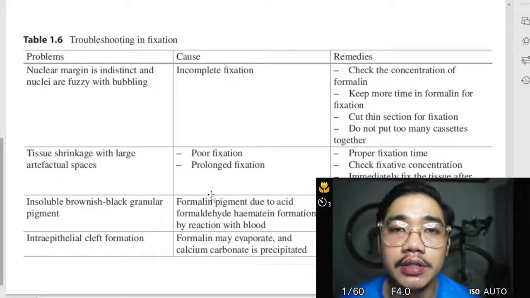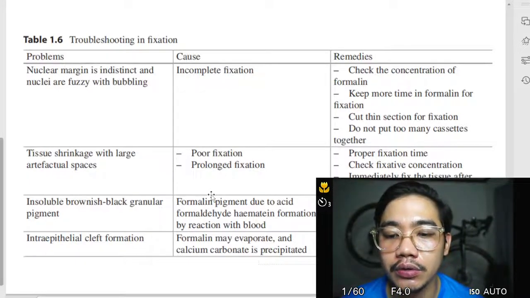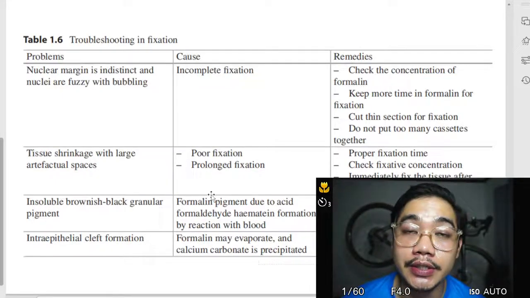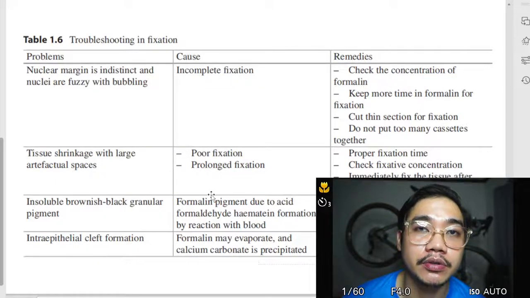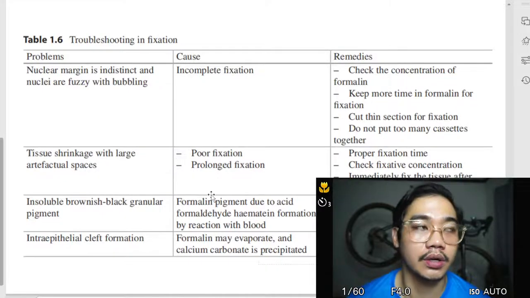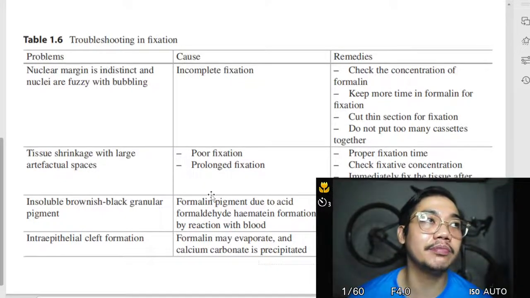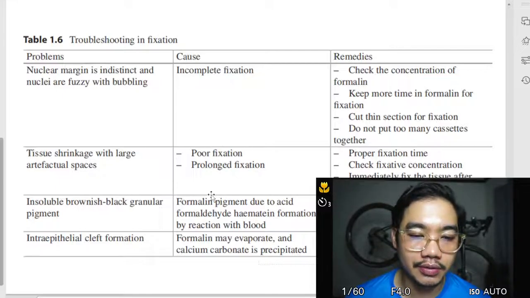You can see it has started karyorrhexis, meaning the nucleus has fragmented because of autolysis. Since it was not fixed immediately, the metabolic processes continued, leading to a decrease in your ATP. When ATP decreases, sooner or later the cells undergo apoptosis.